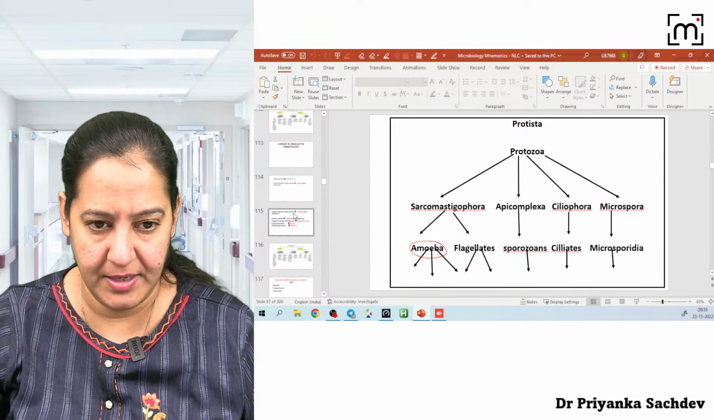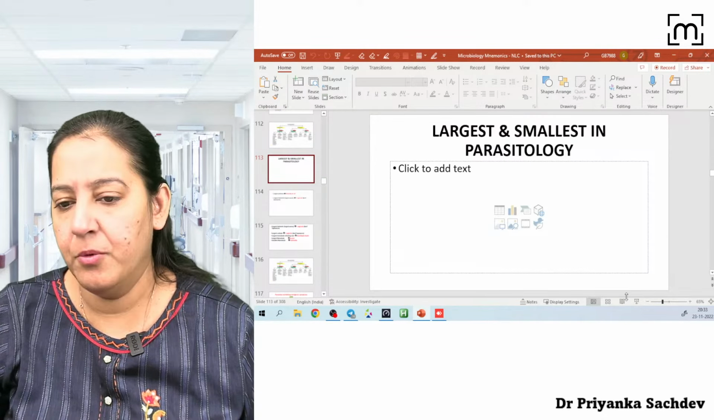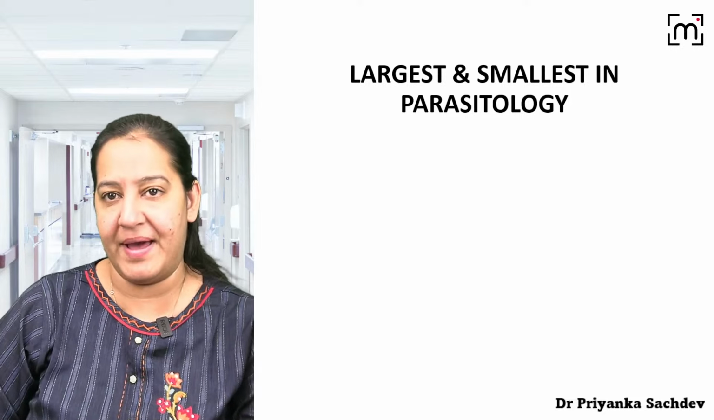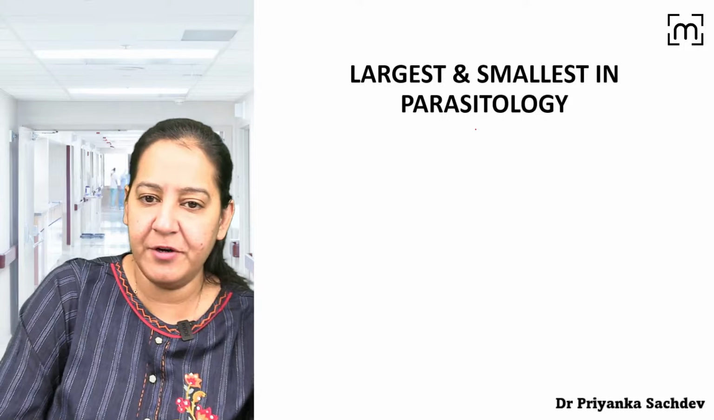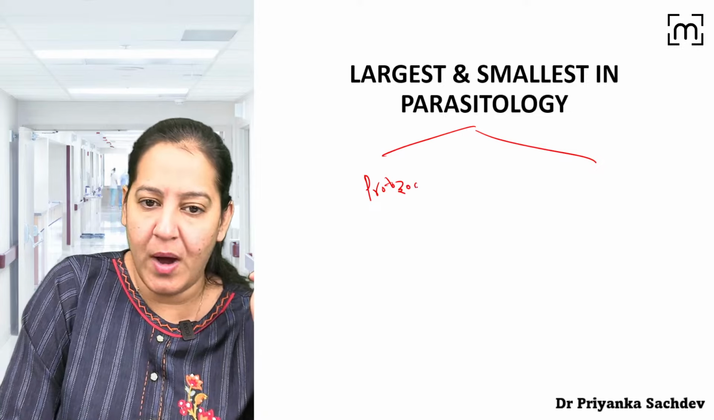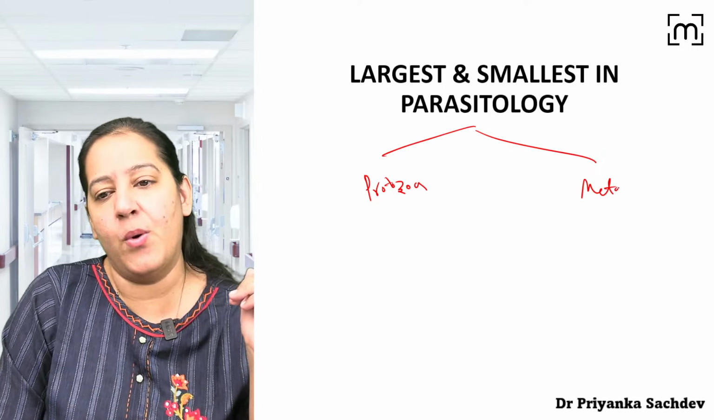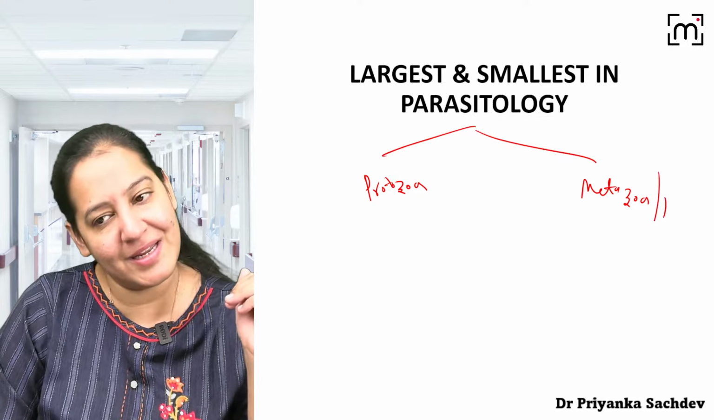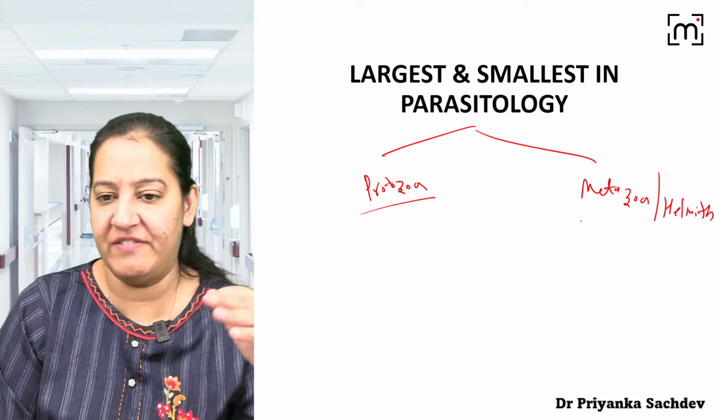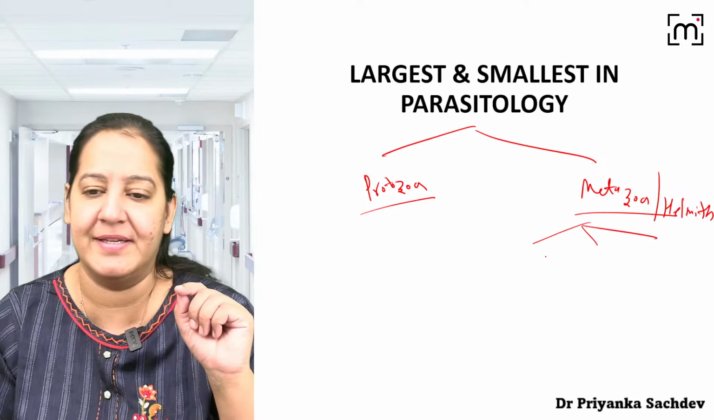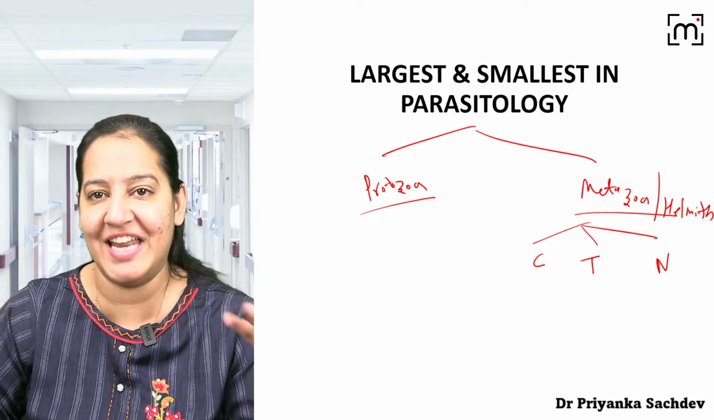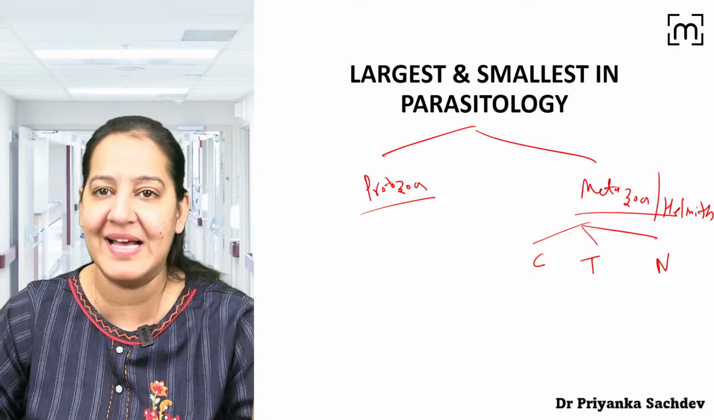Many questions you sometimes get in parasitology are on the largest and smallest in parasitology. So, parasitology is broadly classified into 2 categories, the protozoa and the metazoa. Protozoa are the unicellular organisms and metazoa are the multicellular organisms. Metazoa are also known as helminths, right? Protozoa are divided into multiple categories, but metazoa we divide into 3 categories: cestode, trematode and nematode. I'm not enumerating the names of the parasites inside them, but the broad classification you should know.